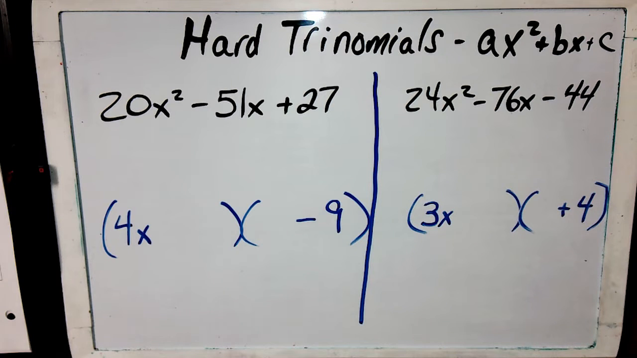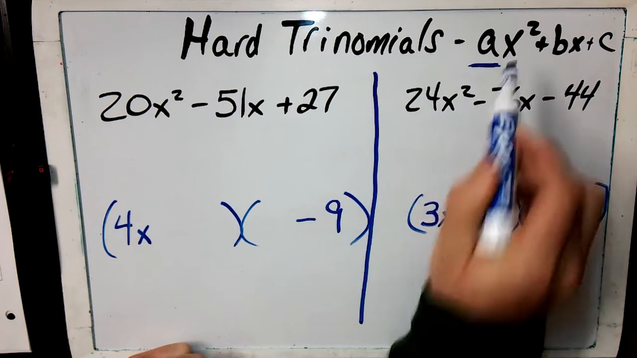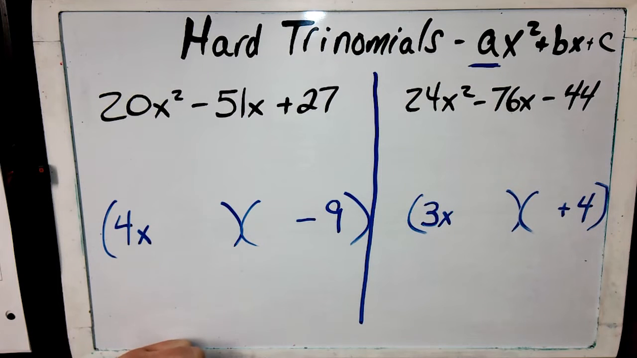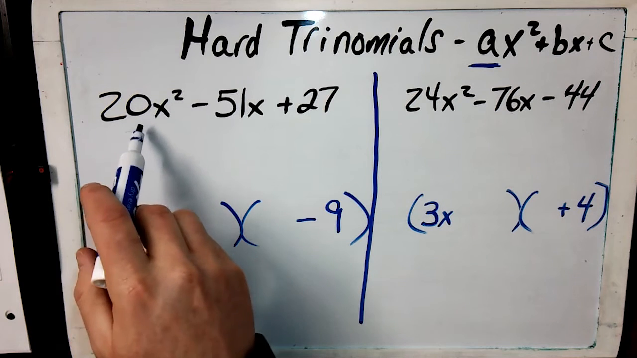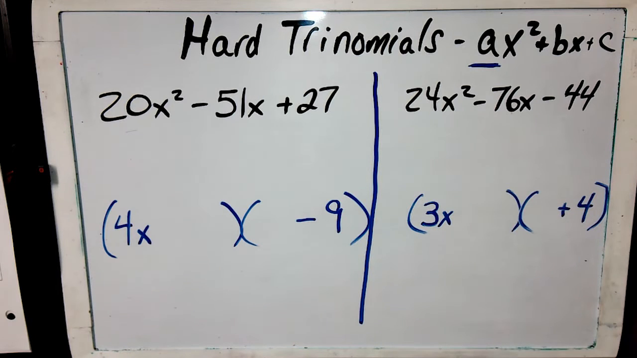So we're going to start hard trinomials. And when I say hard trinomials, the key thing is there is a number, a coefficient in front of the x squared. This makes it harder. So an example is we've got 20x squared or 24x squared. As soon as you see that, you know it's going to be a little bit harder.